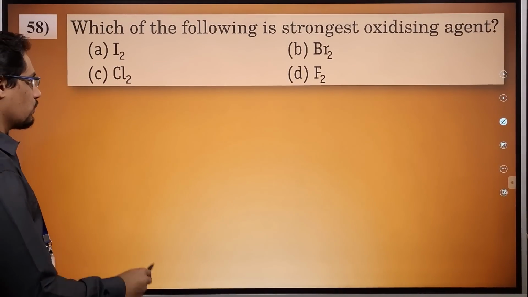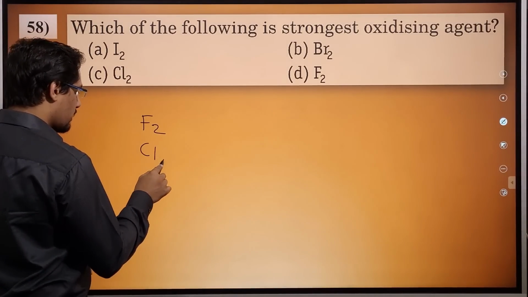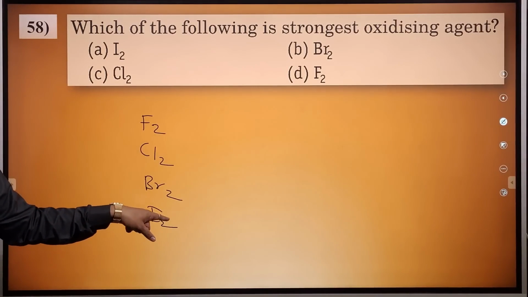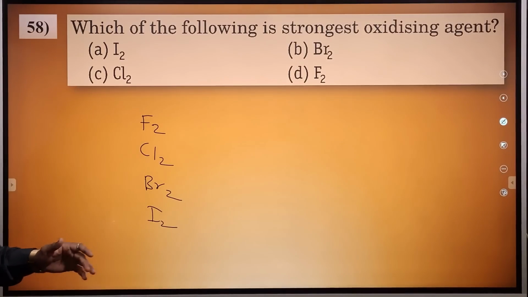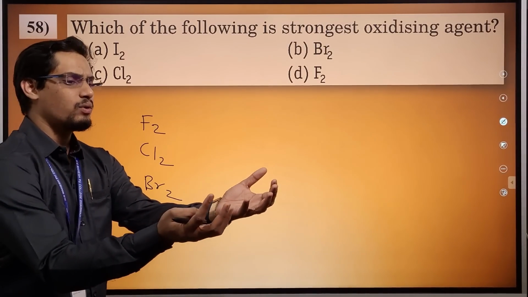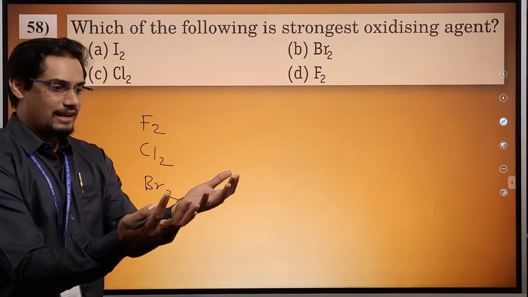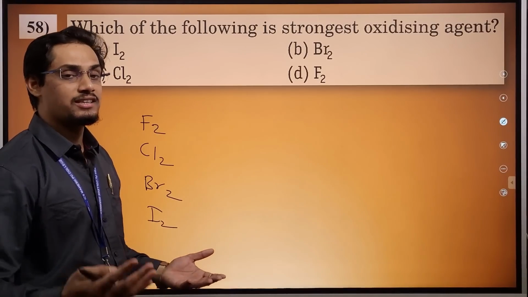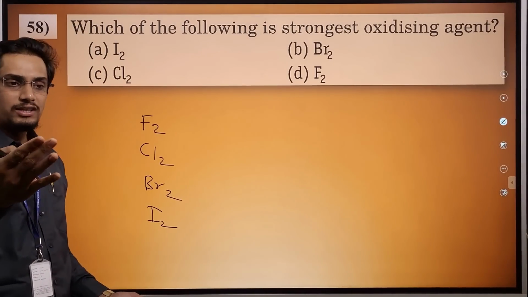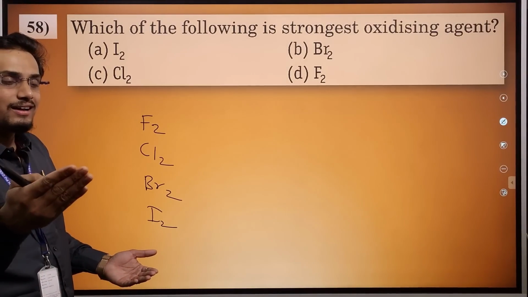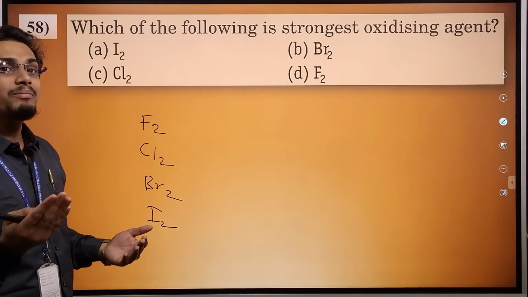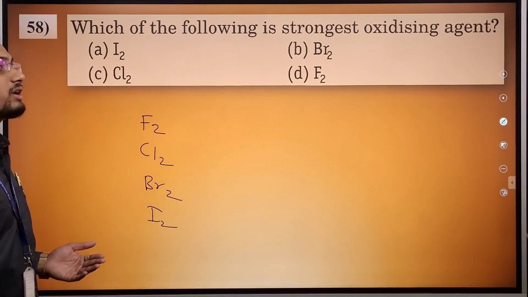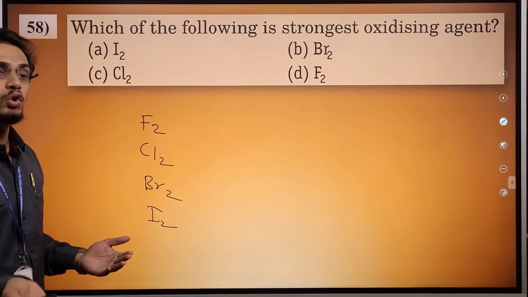See, among halogens, fluorine, chlorine, bromine, iodine. As we go down the group, electronegativity decreases. As the electronegativity decreases, the tendency to accept electrons decreases. What is reduction? Acceptance of electrons. So the tendency to undergo reduction is also less, or in other words, it has less tendency to do oxidation of other substances, right?